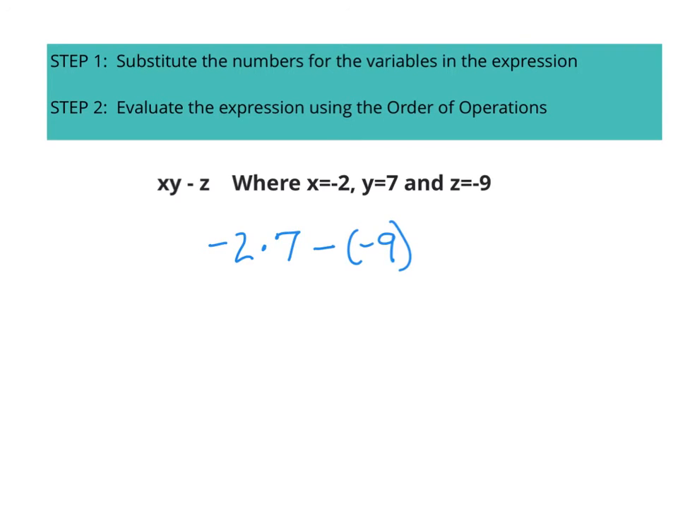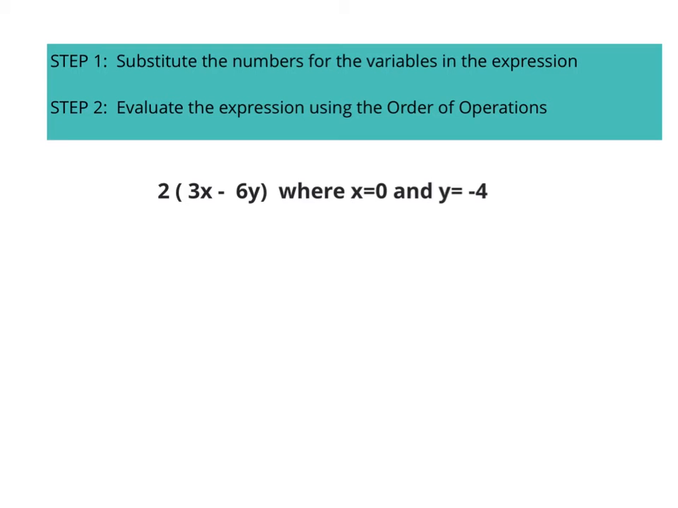So order of operations, I'm going to do multiplication first. Negative 2 times 7 is negative 14. Minus a negative 9, and we know that minus a negative would be change. So I have a negative 14 plus 9, which would be a negative 5.